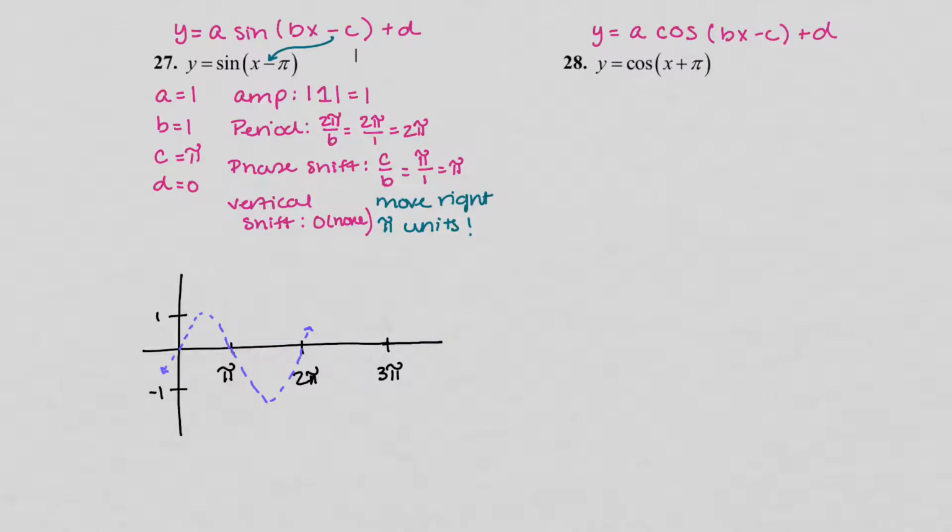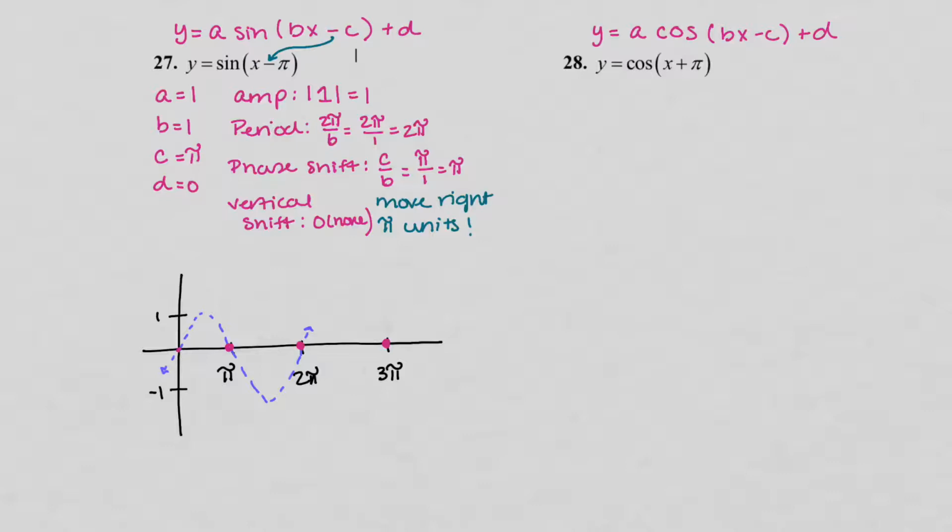And so when we graph it, we take these key points, our starting point, our x-intercept at pi and our x-intercept at 2 pi, and we move them to the right pi units. So I am going to first move my 2 pi point, and I'm going to move it to the right pi units, which puts it at 3 pi. I'm going to next move my pi point and move it to the right pi units, which puts it at 2 pi. Then I will move my 0 point, the point that's usually at the origin, to the right pi units, which puts it here at pi.